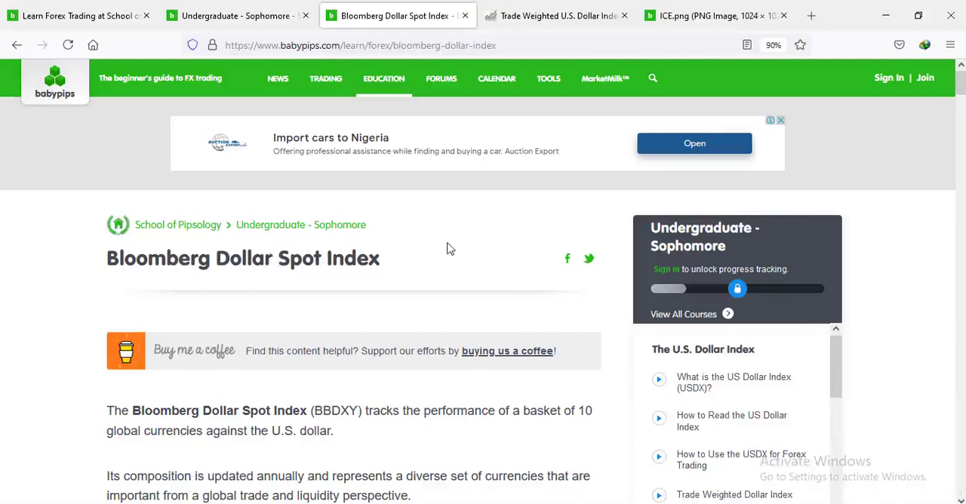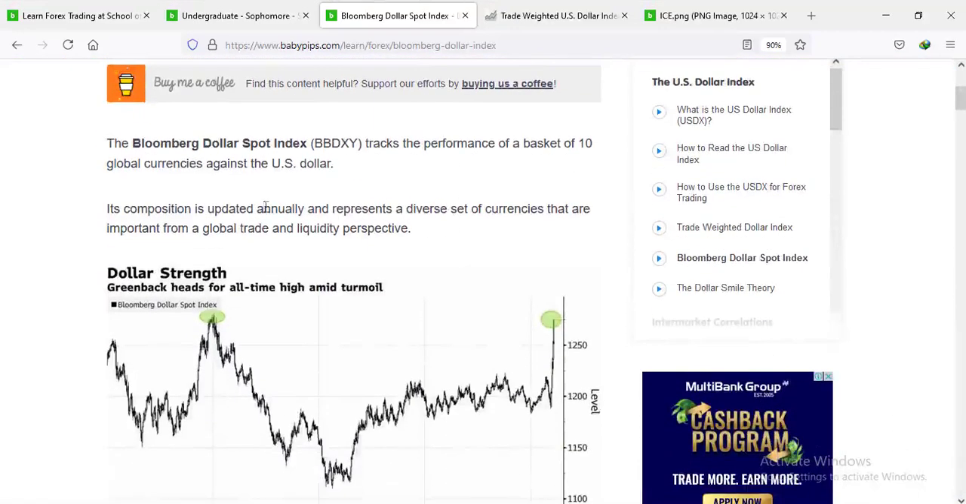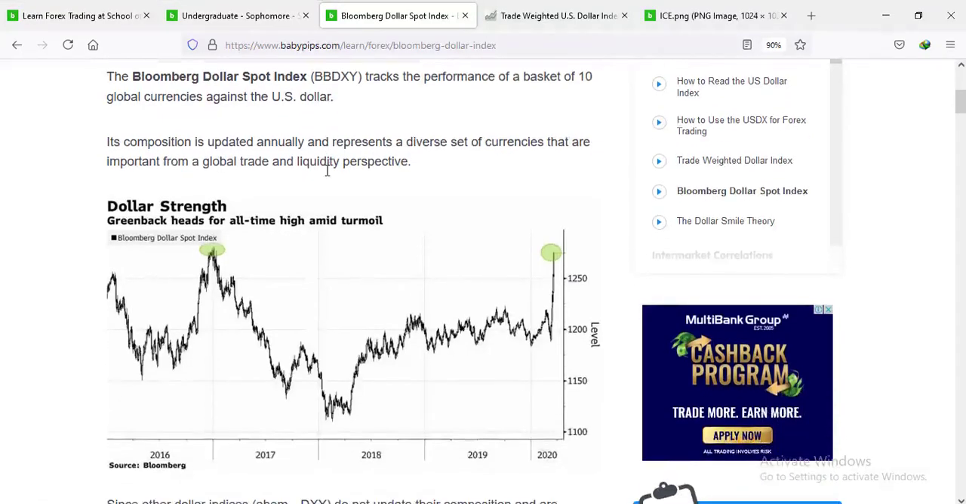So welcome, and here we are at the Bloomberg dollar spot index. The Bloomberg dollar spot index tracks the performance of a basket of 10 global currencies against the US dollar. Its composition is updated annually and represents a diverse set of currencies that are important from a global trade and liquidity perspective.